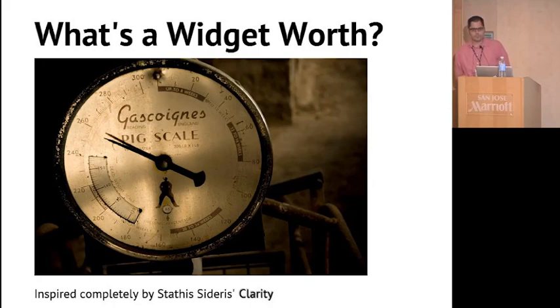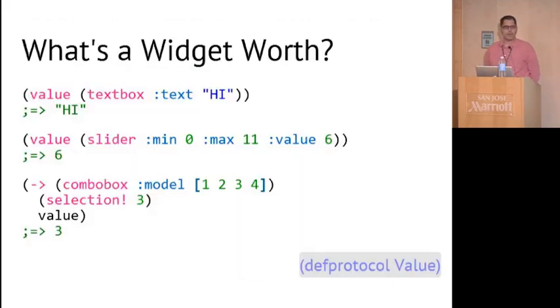So you've got your widgets, your users entered some data into them, and you want to work on that data, and you'd like to get the value of your widget out. I'll note that all of this stuff is inspired by, some may say stolen, from Stathis Sedaris's Clarity UI framework. I thought it was a cool idea, so I took it. And the idea is that every widget's going to have a kind of natural value that you'd like to get out of it. So if you have a text box, you'll get the current text of the text box out. A slider, you'll get the current slider value out. Combo box, you'll get its current selection.